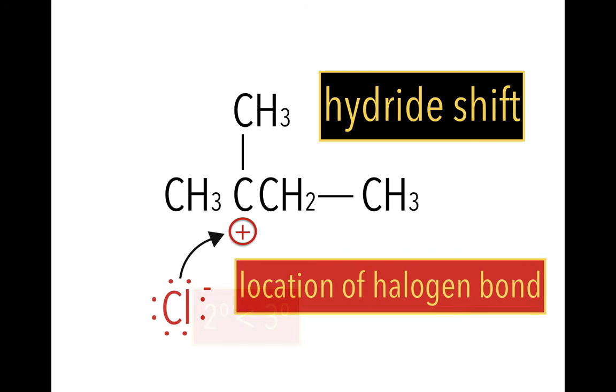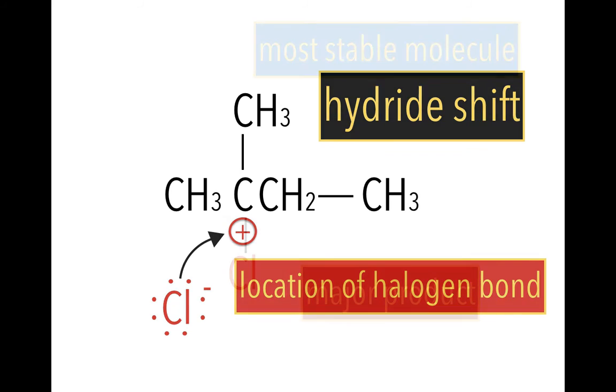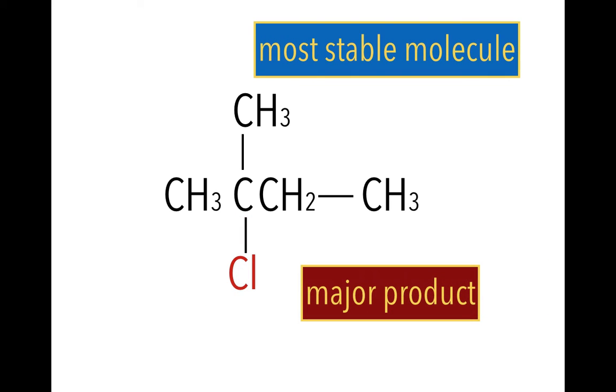And this will be the location of our halogen bond. This is where our electrophile will meet our nucleophile, chlorine, and we create a bond there. So those 2 electrons from that chlorine will create a bond with carbon. And this will be our major product. This is the most stable form of this molecule. So our minor product does form, but at a very minimal amount. Our major product is the one that you will most likely see in this reaction due to the hydride shift, creating a third-degree carbocation.